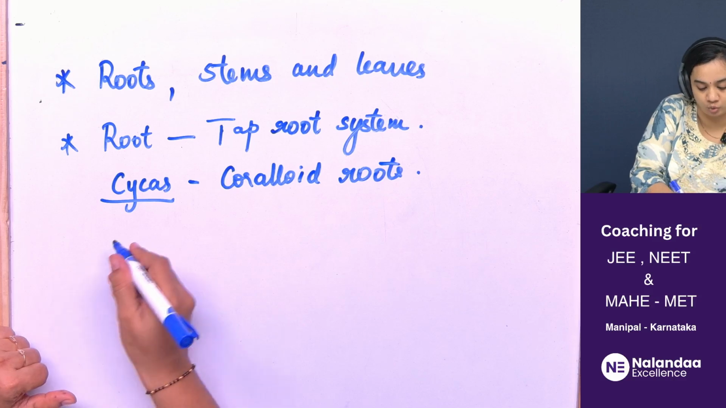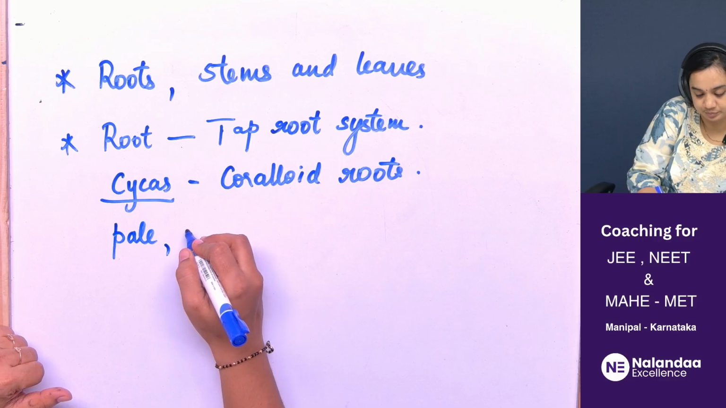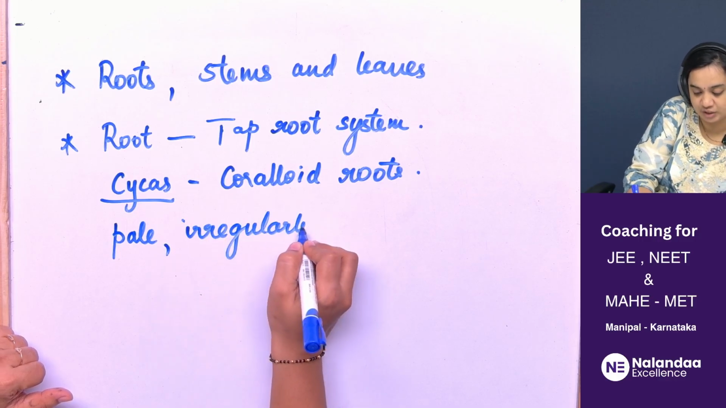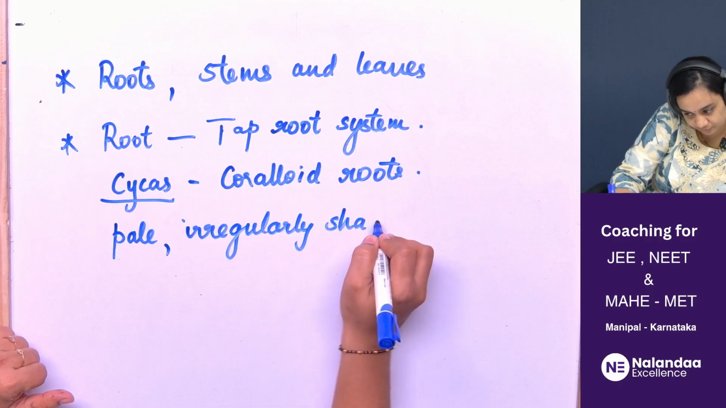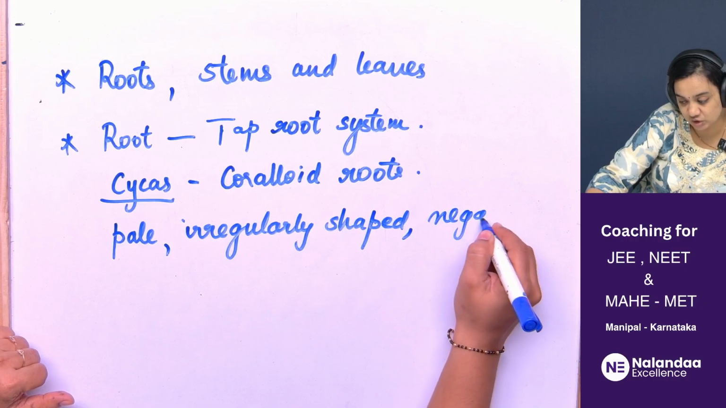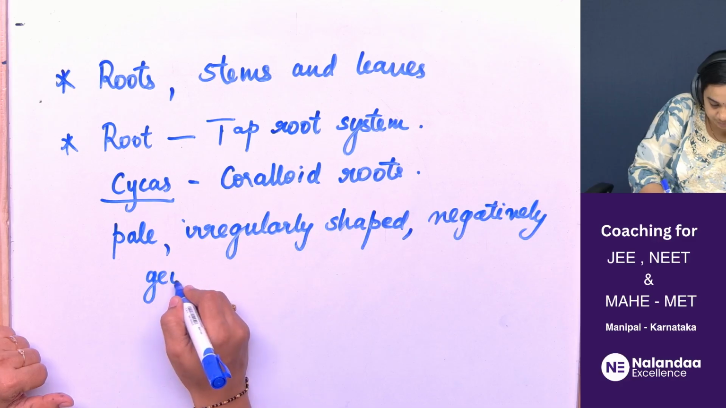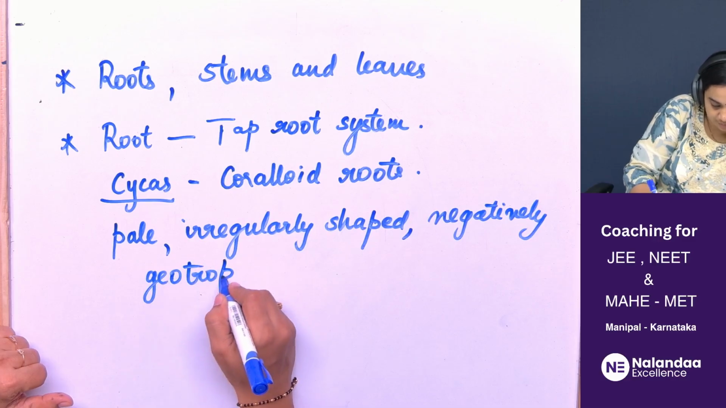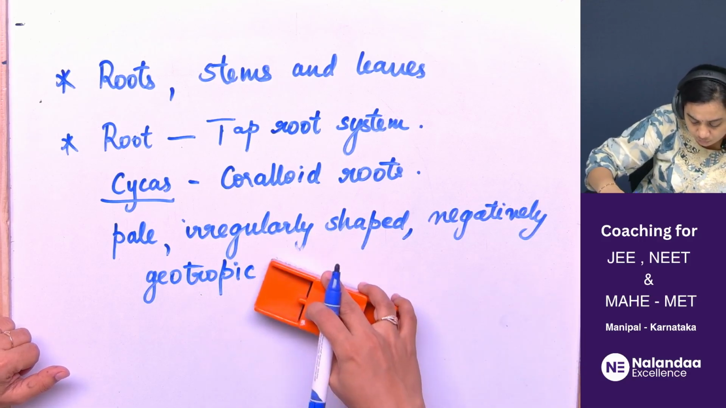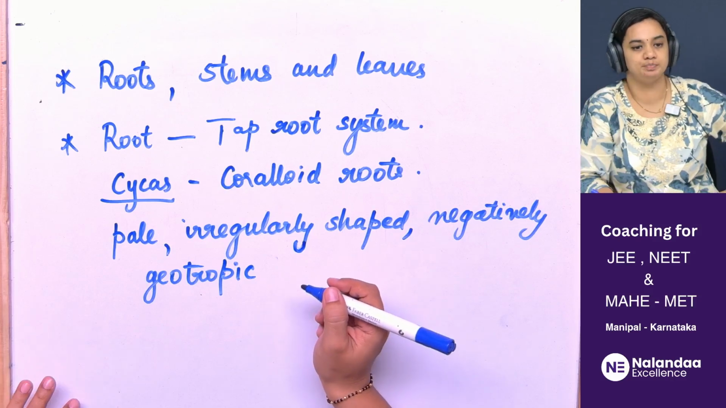Now, these coralloid roots are pale, irregularly shaped, negatively geotropic roots. Cycas is a plant, no? Cycas is an organism, which is a gymnosperm. Cycas is one gymnosperm. Okay.